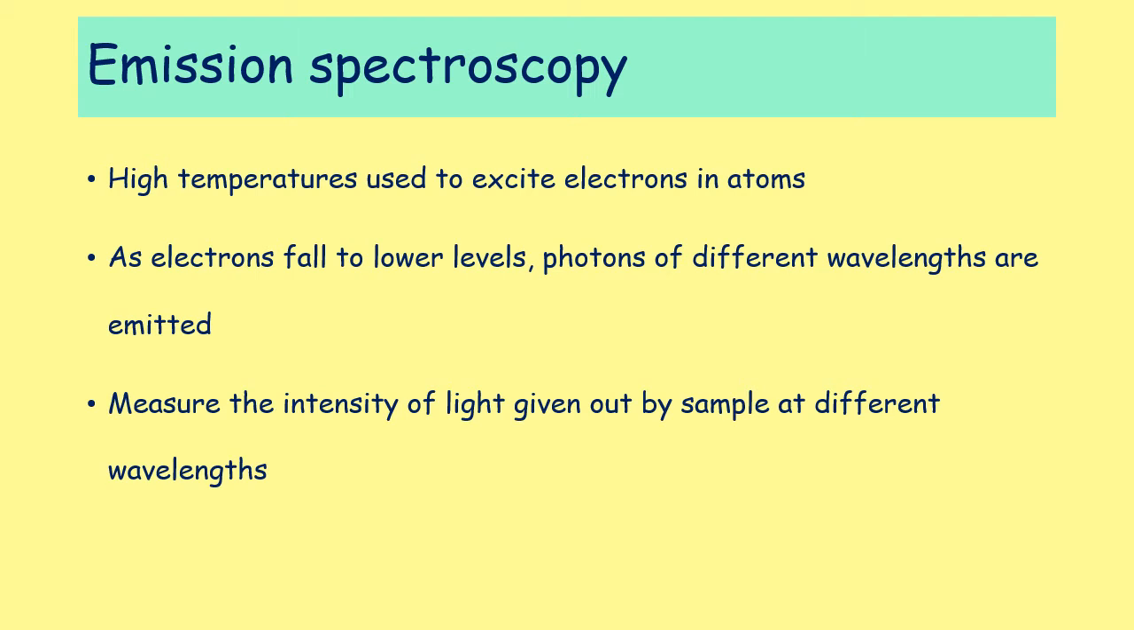So we've excited the electrons, they're at higher energy levels than normal. As they fall down to their lower energy levels, you will release photons of different wavelengths. And you can measure the intensity of light given out by the sample across all the different wavelengths that you are recording. And if you're wanting to measure the concentration of a particular atom using emission spectroscopy, you're going to be looking for which wavelength of light gives the most intense emission response.